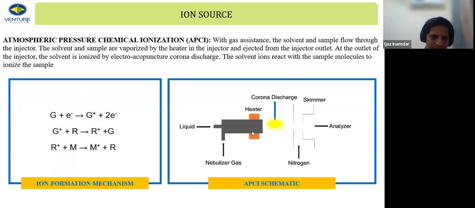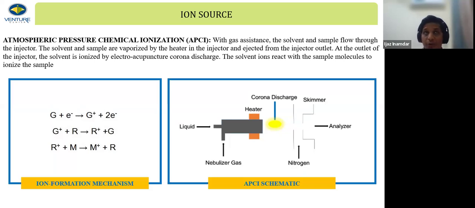You may remember that APCI is one of the ionization methods that uses the assistance of a gas that can be nitrogen, argon, or things like that to ionize the molecule. These are the common sources that we use. We use APCI, we use ESI. That again depends upon the application, what kind of molecule you want to work with.